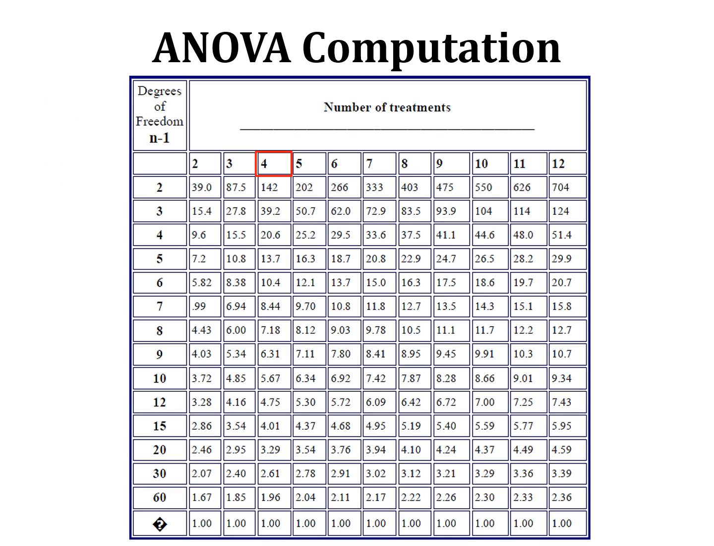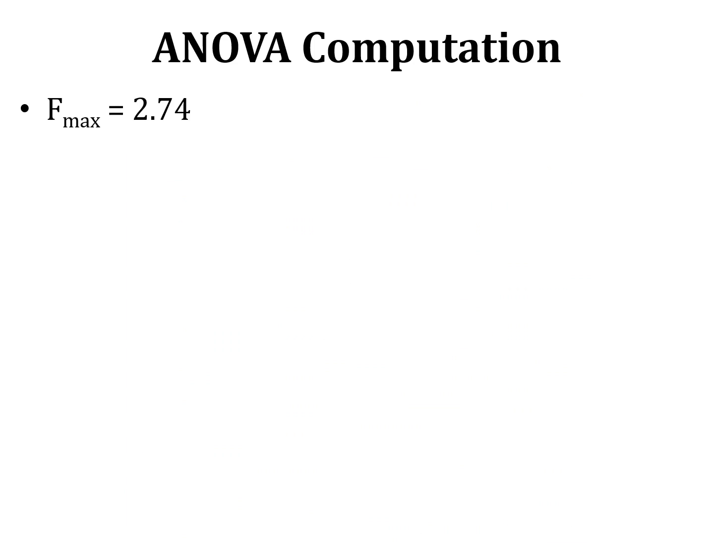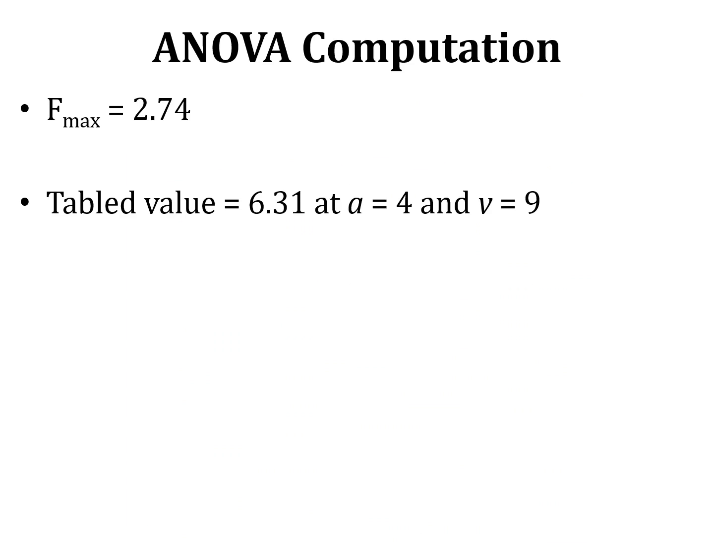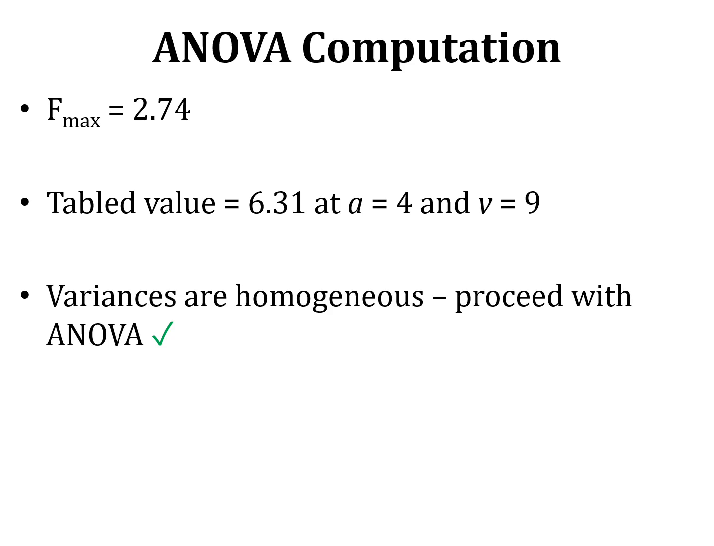So 4 is our number of samples, and 9 is the degree of freedom for every sample. So what is the value here? The value is 6.31. So this is the tabled value. Now the calculated value is 2.74 and the table value is 6.31 at A4 and B9. So variances are homogeneous. We proceed with ANOVA, right?